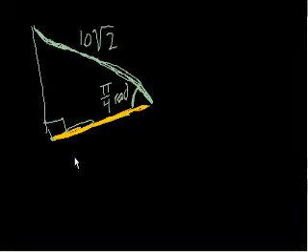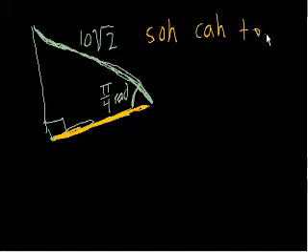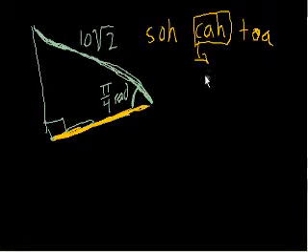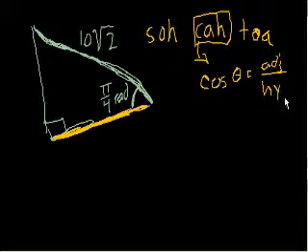So let me ask you a question. What trig function deals with the adjacent side and the hypotenuse? Because the adjacent side is what we want to figure out, and we know the hypotenuse. Well, let's write down our mnemonic just in case you forgot it. SOH CAH TOA. So which one uses adjacent and hypotenuse? Right, it's CAH. And in CAH, the C is for cosine. Cosine of an angle, let's just call it any angle, is equal to the adjacent over the hypotenuse.